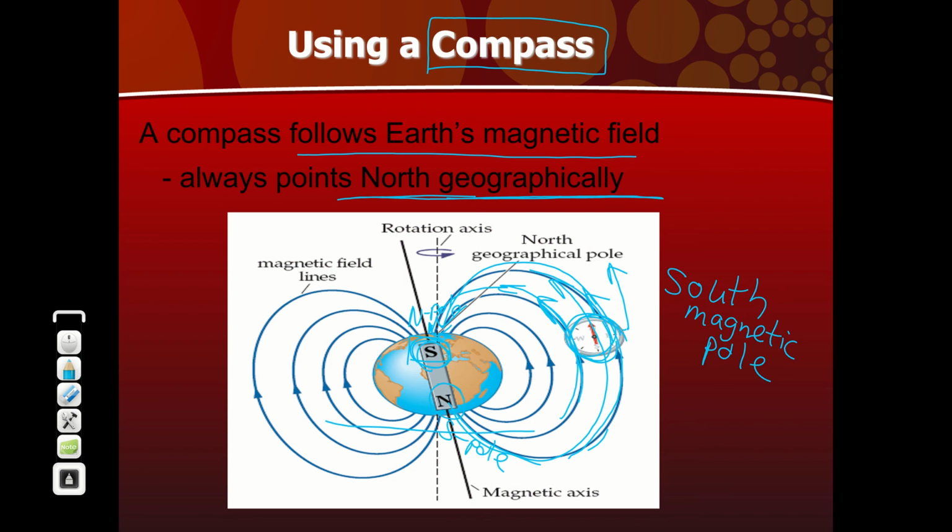I probably have you horribly confused now. All right. Main thing, a compass follows the Earth's magnetic field. It points along the field lines. Okay. The geographic and magnetic poles are opposite of each other on Earth.